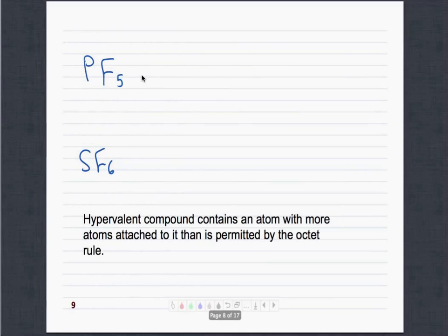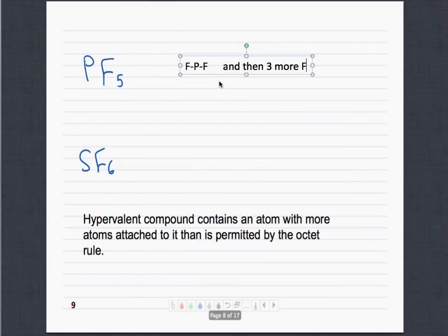So PF5. I'm going to put the phosphorus as the central atom because it's lower in electronegativity, and I'm going to connect it to the terminal atoms, which is clearly 5 fluorines. So already I'm saying that the phosphorus has 10 electrons around it. It doesn't even have 8 electrons at the octet rule. And this is the case. Why? Because phosphorus is from period 3 on.